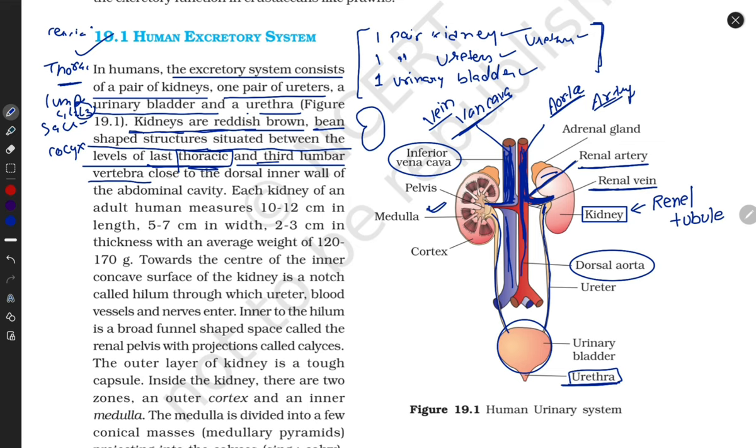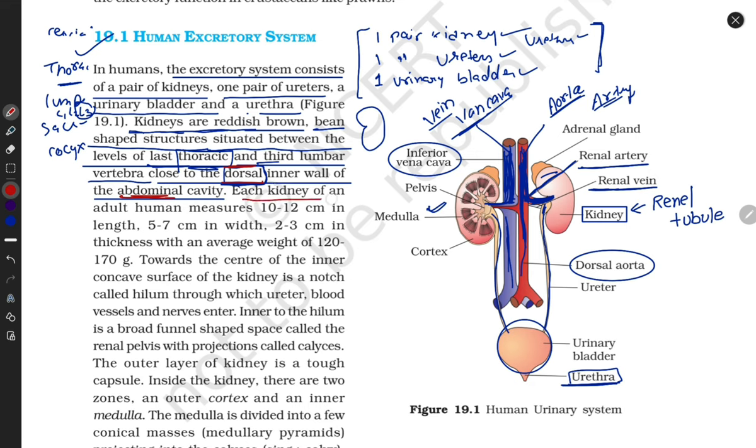Clear guys? They are close to the dorsal inner wall of the abdominal cavity. What do you understand by dorsal side? Where our spinal cord is situated, this portion is the dorsal side. And where our heart is situated, this portion is called the ventral side. So the kidney is located in the abdomen on the dorsal side, the back side.